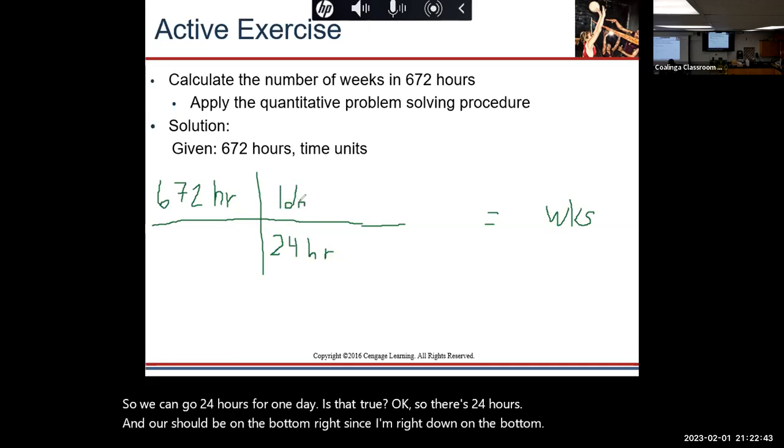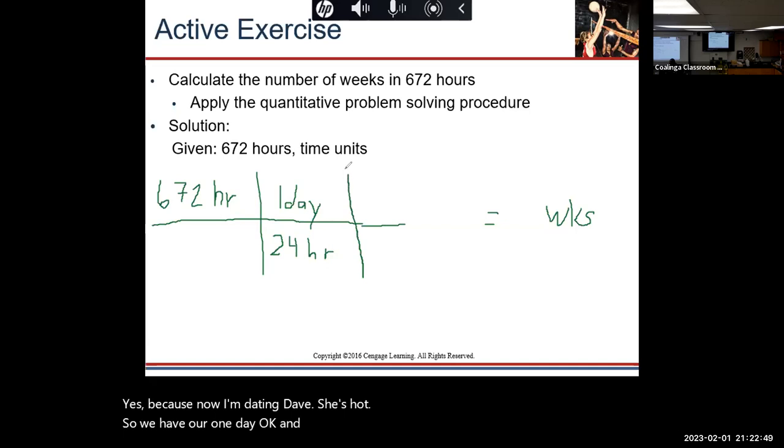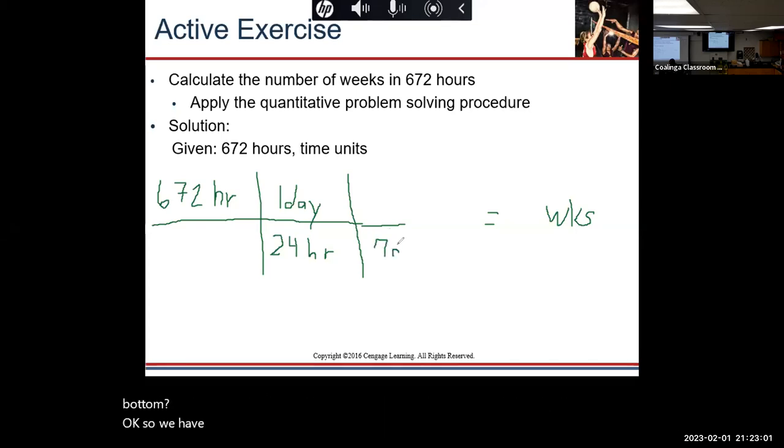Okay, so we have our one day. And then days to week. How many days are in a week? Seven. Is that going to be on top or on the bottom? Okay, so we have 7 days on the bottom and 1 week on top.